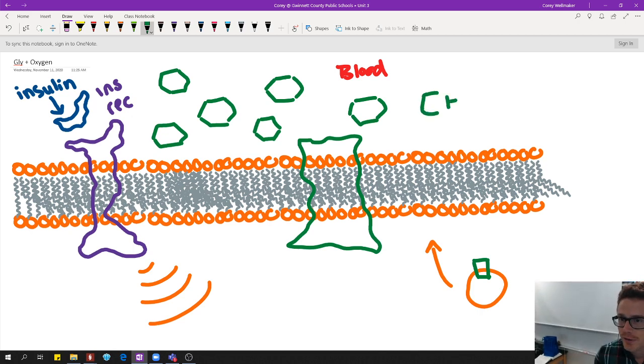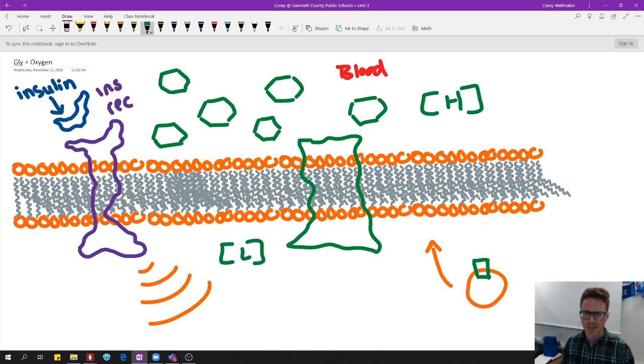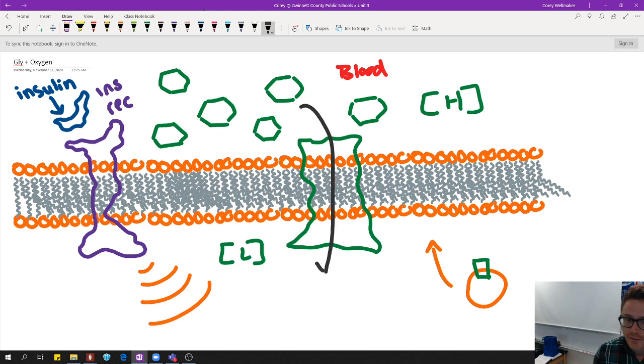The glucose concentration in the blood is high relative to the glucose concentration in the cytoplasm, and so diffusion is going to occur, and glucose will passively diffuse across the membrane, thanks to GLUT, into the cytoplasm. So this is how glucose gets into a cell from the blood.